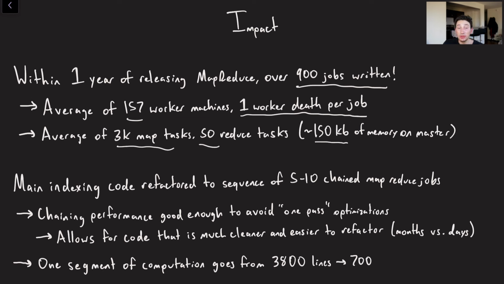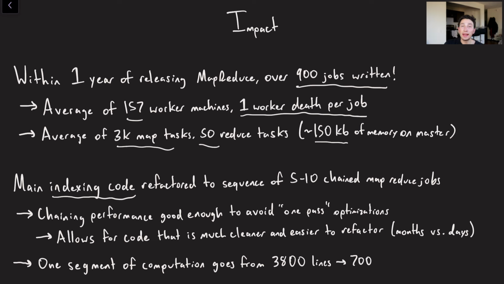Cool. They also claim that even besides the popularity of MapReduce in Google, it made the code a lot simpler to read. For their actual main indexing code, the stuff that really is backing their search engine, they were able to basically convert it to a sequence of 5 to 10 chained jobs from MapReduce. So you finish one MapReduce job, you pass the output of one as the input to the other, and they found that the performance of all of the chaining was totally good enough that they could keep it this way and keep their code a lot simpler.